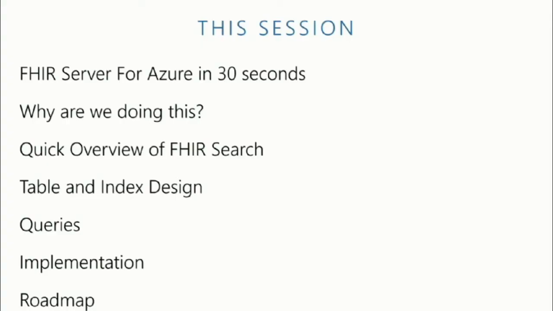So the outline of this talk, I'm going to give just a brief introduction on what the FHIR Server for Azure is, why we're doing this, what the purpose of this different database type is, a quick overview of FHIR Search, because that's very fundamental to what we're building, and then our table and index design, what our data model looks like. I'm going to show you a demo of some queries, and then how we built this thing. So the code, I might not show you the code, but just at a high level how things work and how we thought about it.